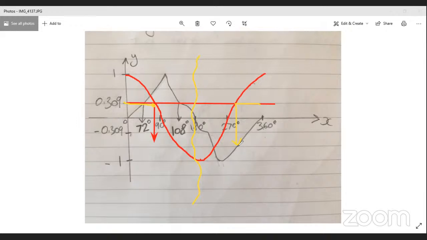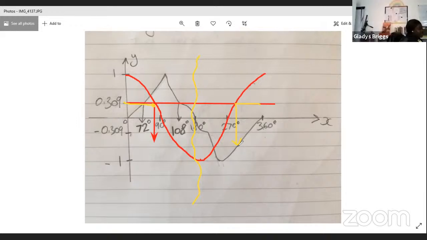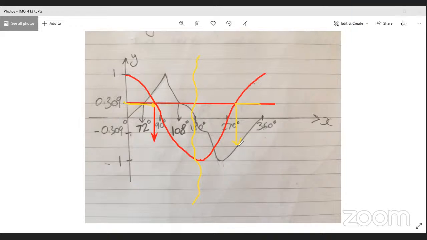Teacher, how you get 72? From your calculator. Cosine what? Cosine inverse. Oh, okay. Yeah? Yes.